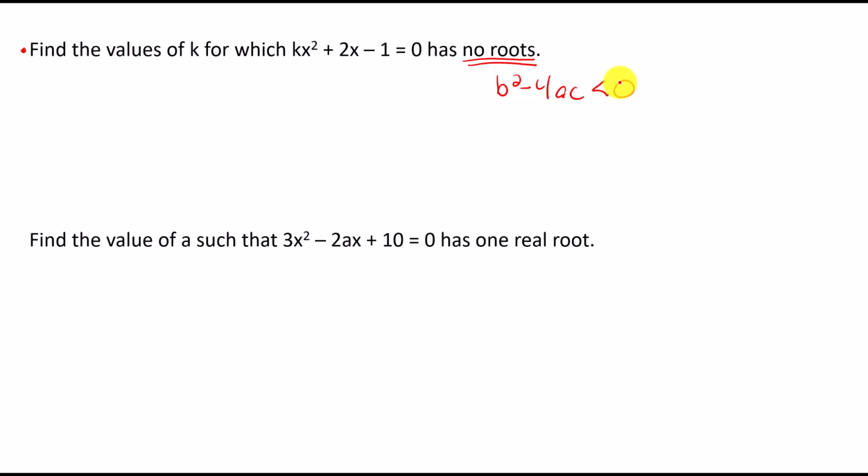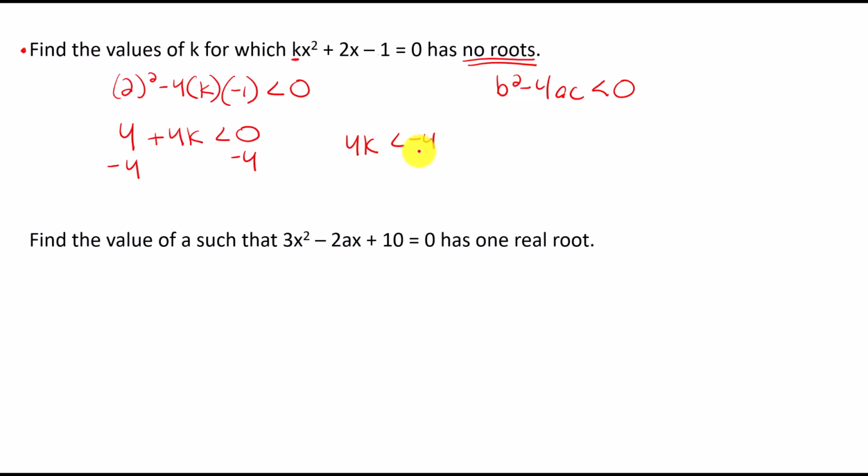Okay, so b is 2, so you should have 2 squared minus 4 times a, in this case replaced by k, and c is negative 1, and we want it to be less than 0. 2 squared is 4. Negative 4 times k times negative 1 is positive 4k. And so now I just need to solve it because this is linear. It's not quadratic now. So minus 4. So I have 4k is less than negative 4.